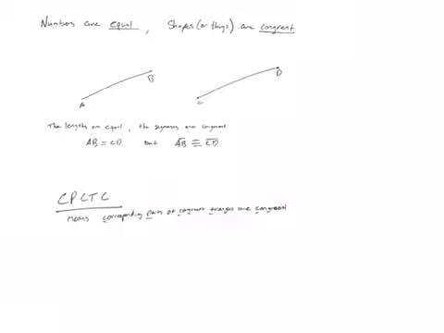And pretty much what it means is if you have two triangles that are congruent, then you can use their corresponding parts to solve them. That's what we're going to do now.